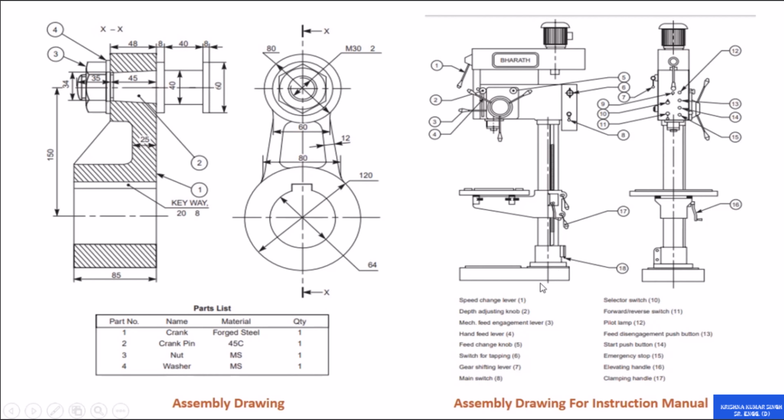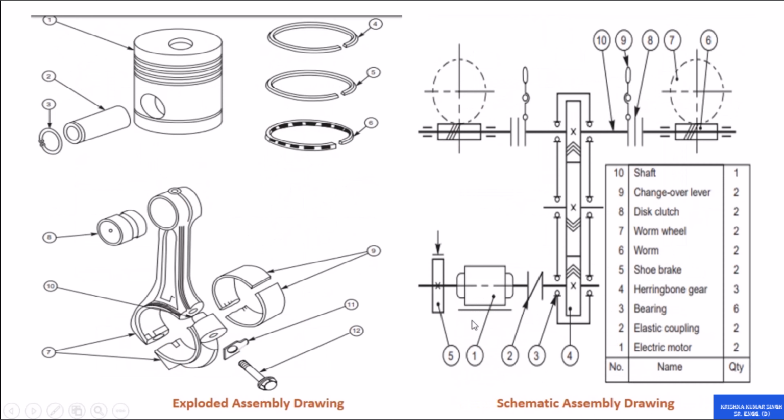These drawings comprehensively outline all components related to an assembly, including materials and names essential for an instruction manual. Speaking of instruction manuals, enter the realm of exploded assembly drawings. These visually instruct how various components are assembled, detailing each part's function and intricacies, like the levers demonstrated here.